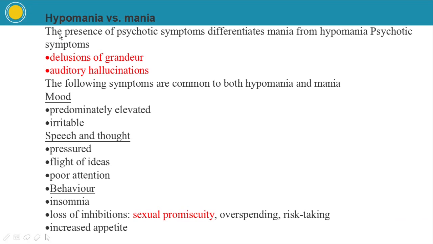Here, the major difference between hypomania and mania will be psychotic symptoms, delusions of grandeur, auditory hallucinations. Okay, these are the major two differences between hypomania and mania. Because patients with mania normally will have either delusions of grandeur or auditory hallucinations.